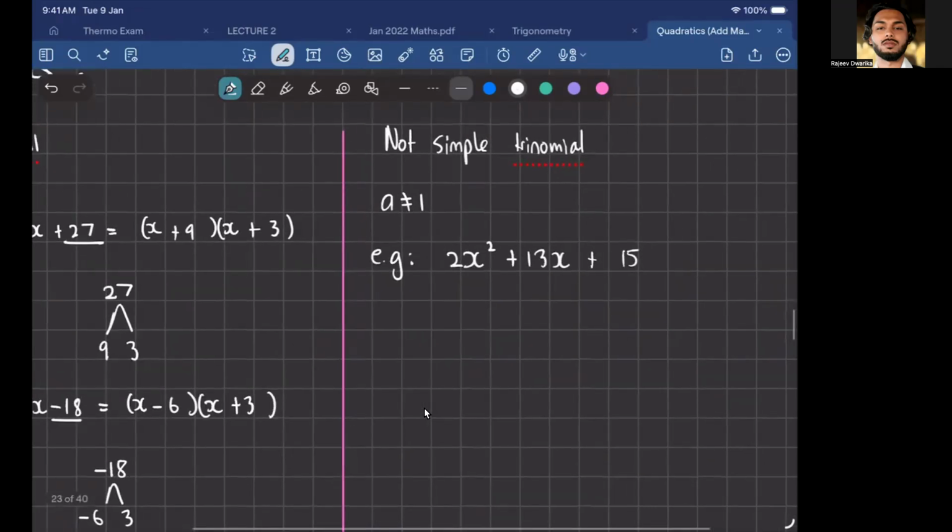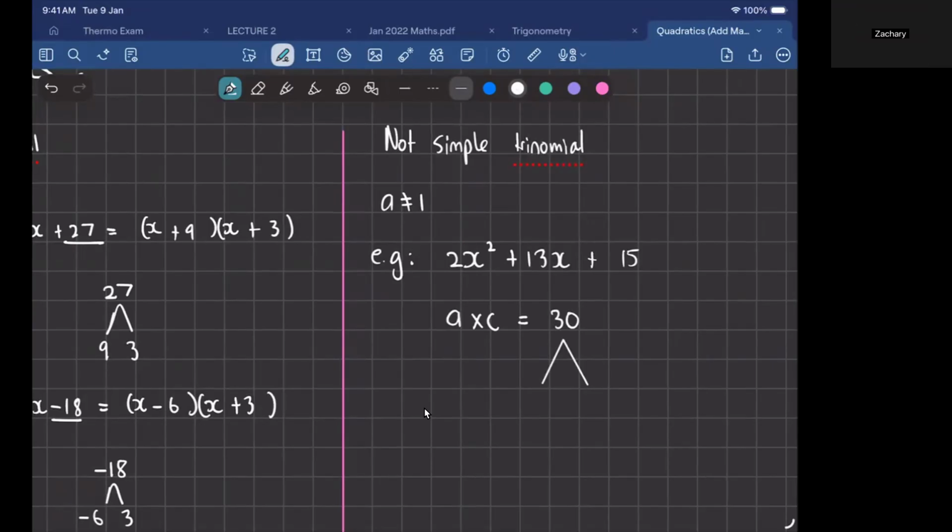What you're going to do is multiply the A term by the C term. Zachary, what's A by C in this case? A by C is 30, sir. 30, right? The next thing you're going to do, you're going to think of two numbers that can multiply to give you 30, but add to give you what? Take a guess. 10 and 3, sir. 10 and 3, bam.